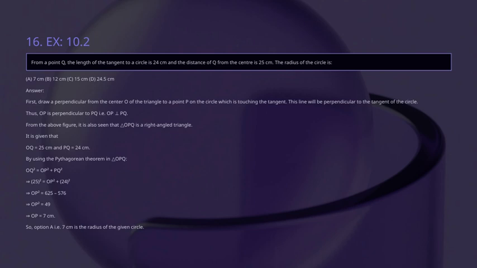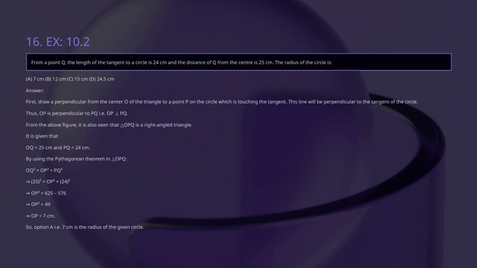Moving forward, applying the Pythagorean theorem in triangle OPQ, we find that OQ squared equals OP squared plus PQ squared. Since we have OP squared as 49 and PQ as 24, OQ becomes the square root of 25 squared, which is 25 centimeters, and PQ is 24 centimeters. From the figure, it's evident that triangle OPQ is a right-angled triangle. This is important because it confirms that OP is perpendicular to PQ, meaning OP is perpendicular to the tangent at point P on the circle.